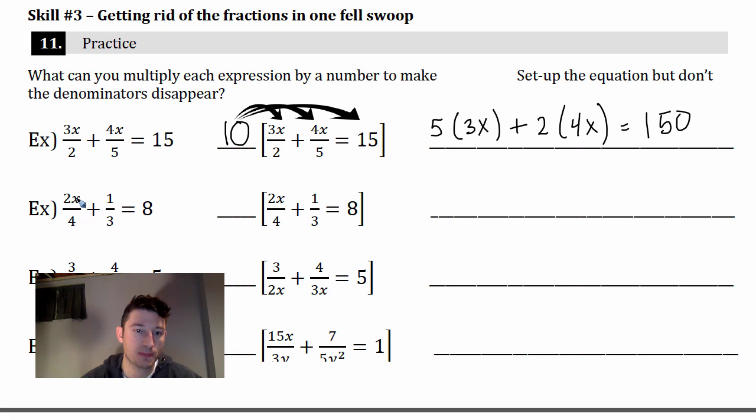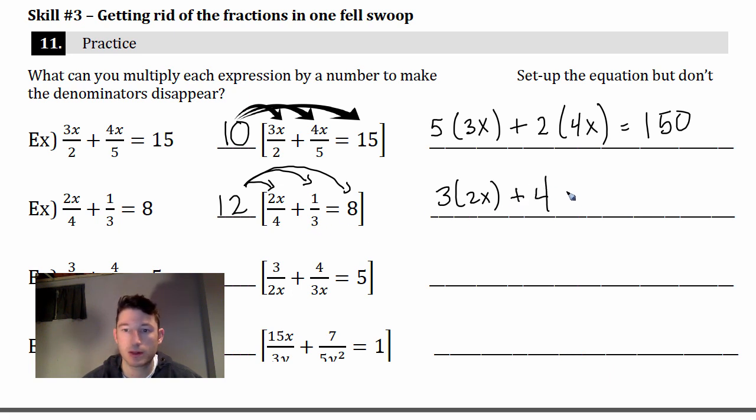All right, so now this one. 2x over 4 plus 1/3 equals 8. What can I multiply everything by so I can get rid of the denominators? Hopefully you said 12. So what happens when I do that? So remember, 12 is on the top, 4 is on the bottom. So 12 over 4 is 3. So that's going to be 3 times 2x. 12 over 3 is 4, plus 4, and 12 times 8 is 48.